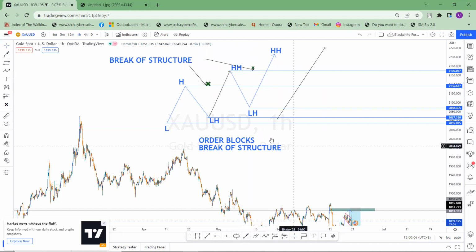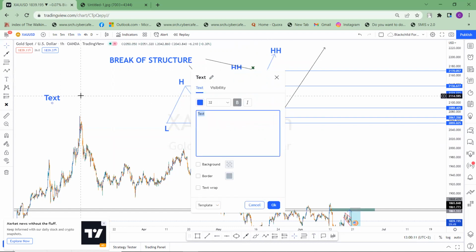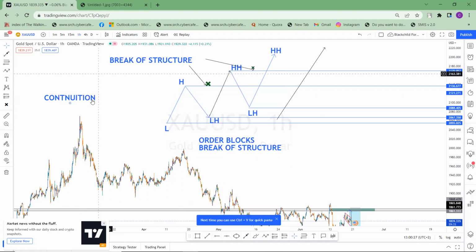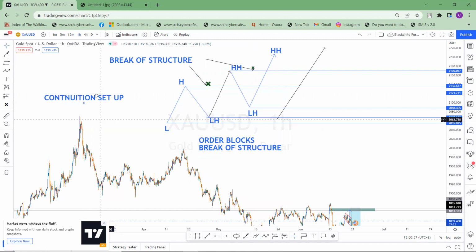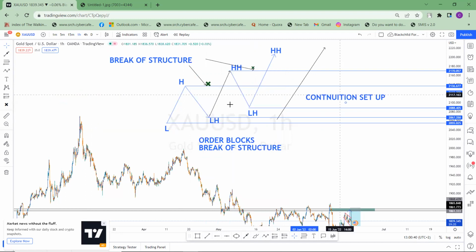So now I want to show you, because this type of setup is what is called a continuation setup. Yeah, this is actually called a continuation setup. Why? Because price keeps on creating higher highs and higher lows, higher highs and higher lows.